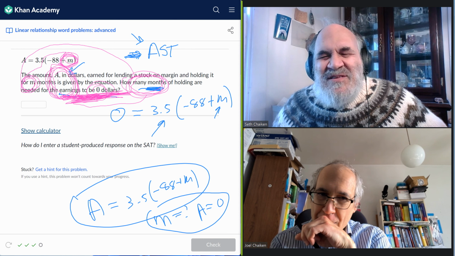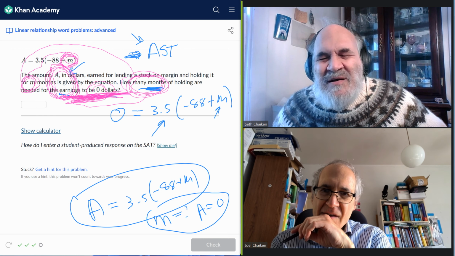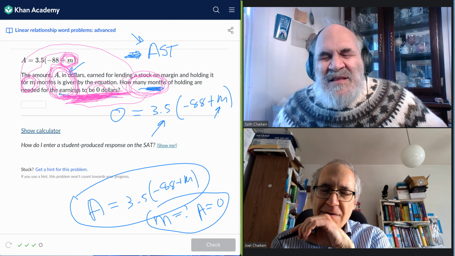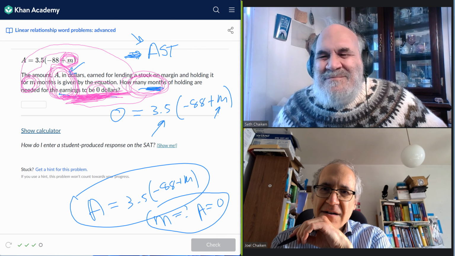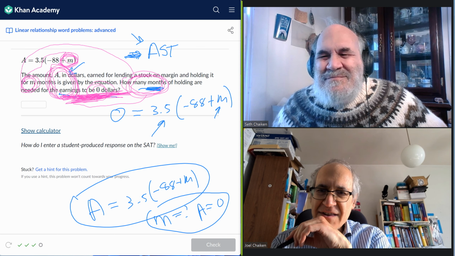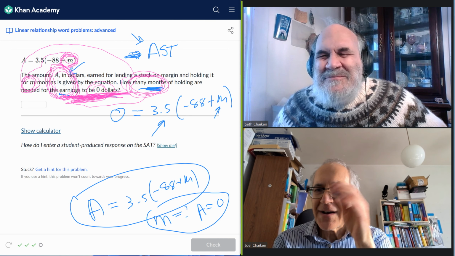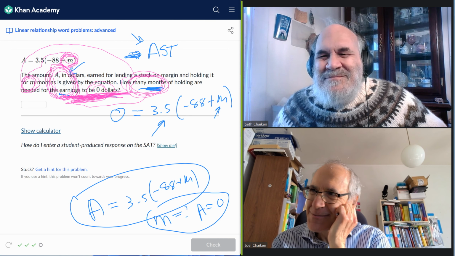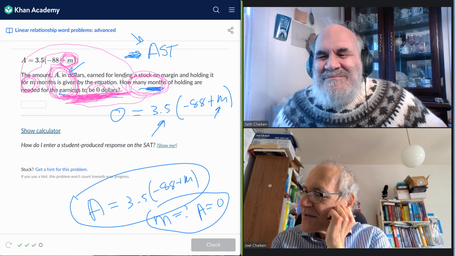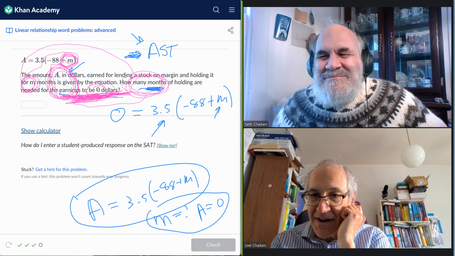So you lend the broker, you own the stock. You own the stock, and the broker lends it to another investor. Right. Earn for lending a stock on margin. Earn for lending a stock. I think that's what it means. And then the other investor pays interest? Wait. Earn for lending a stock on margin. Yeah. I think that's what it means, but I'm not sure.